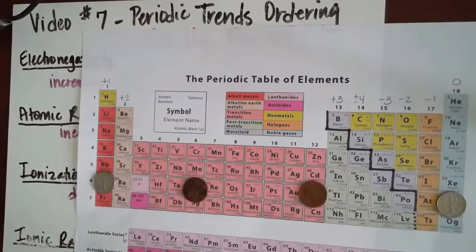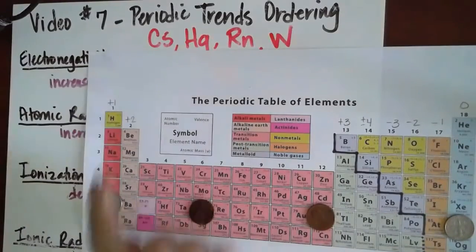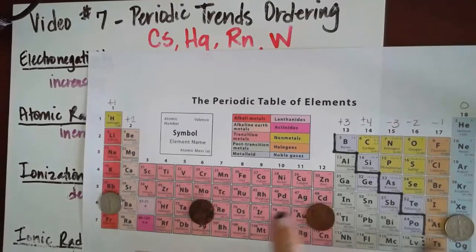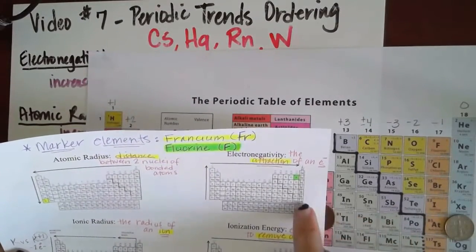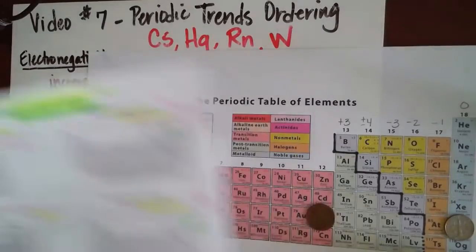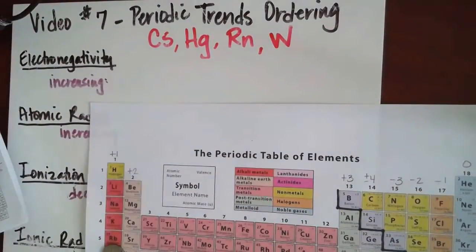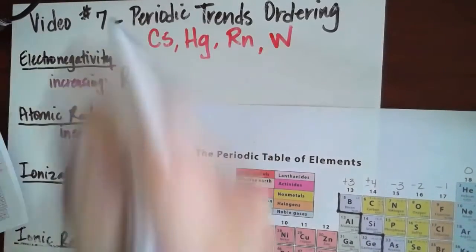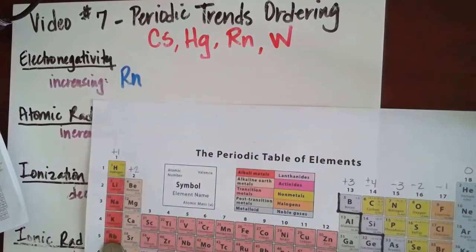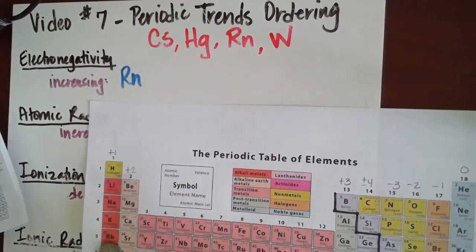Okay, if you were to put these in increasing order, Cs, Hg, Rn, and W, which one will go first? If you said Cs, you're wrong. It has to be Rn. Rn has 0 electronegativity because it doesn't want an electron. So your first element written down here should be Rn. So I'm going to write that now. Rn is going to be our first, electronegativity 0, atom.